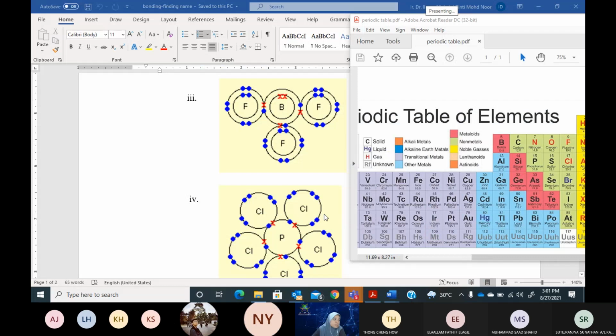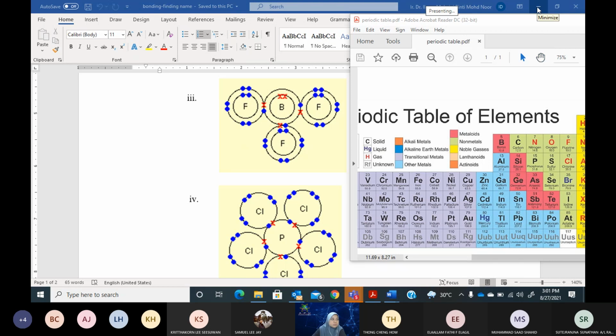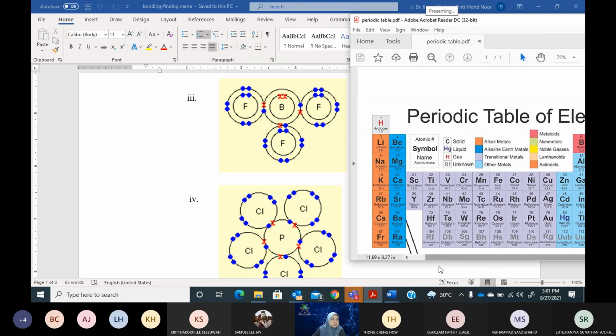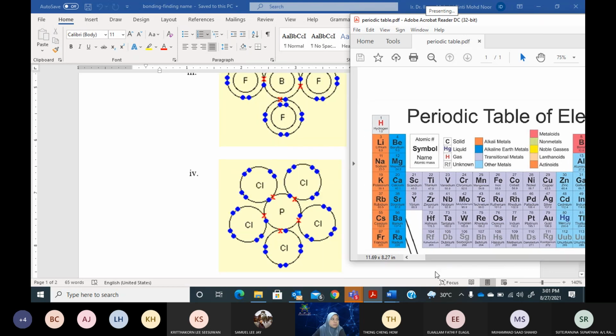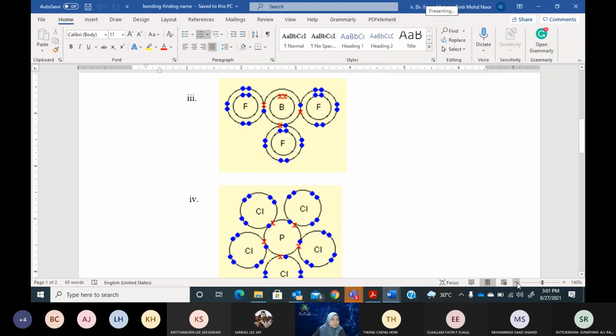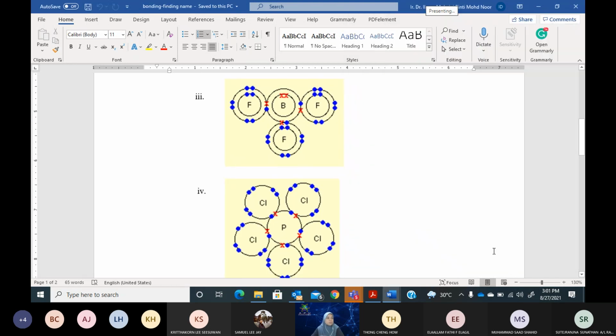Okay, next is number 4. Number 3, all finished? Okay, number 3, finish. I narrow this down in case you haven't finished. So those who have finished number 3 can continue with number 4.